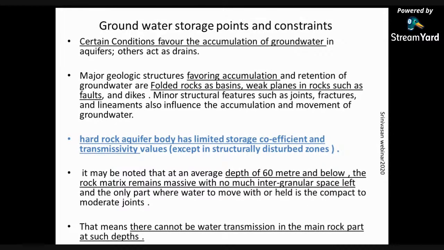So the hard rock aquifer is limited. If the rock is very hard, it has limited potential. If the depth is below 60 meters, the rock is more or less massive. The deeper we go, the more massive the underground rock becomes, and there will be less intergranular space left. There cannot be much transmission. We think that by drilling deeper and deeper we will get a lot of water, but by going deeper the rock is more massive, with fewer joints, fractures and pores, so our chances of getting water may not be that good. That's the point conveyed here.